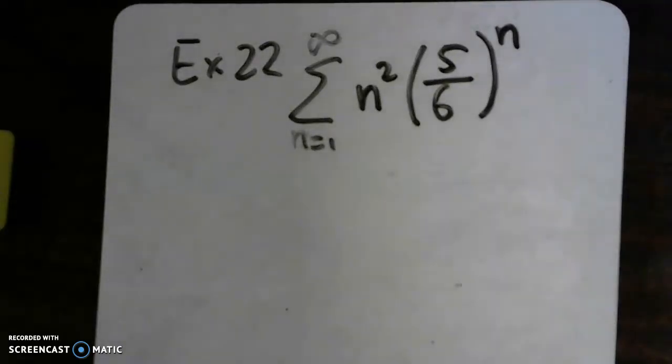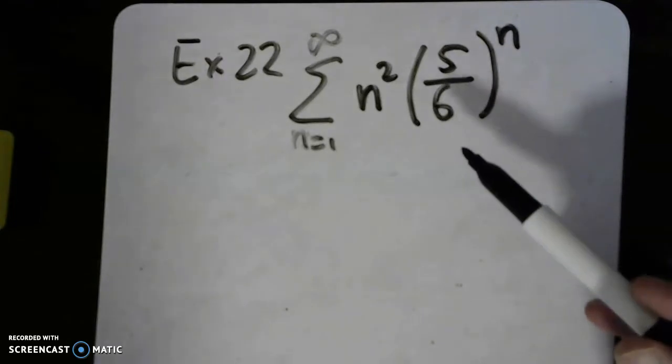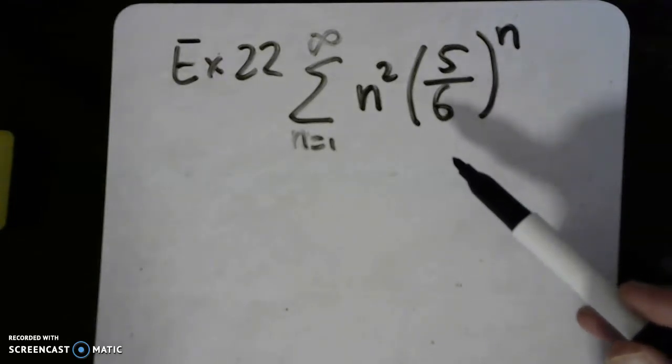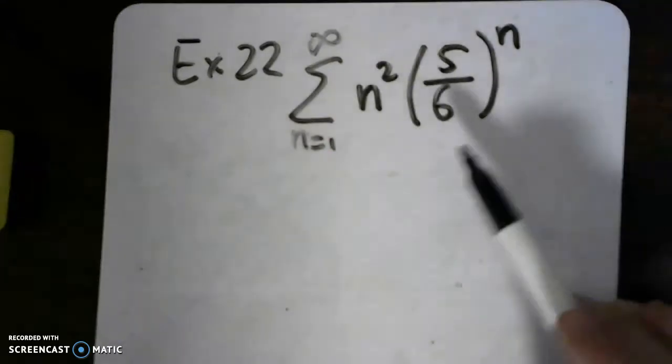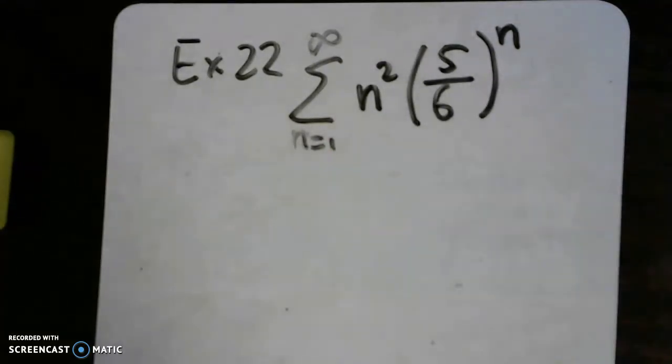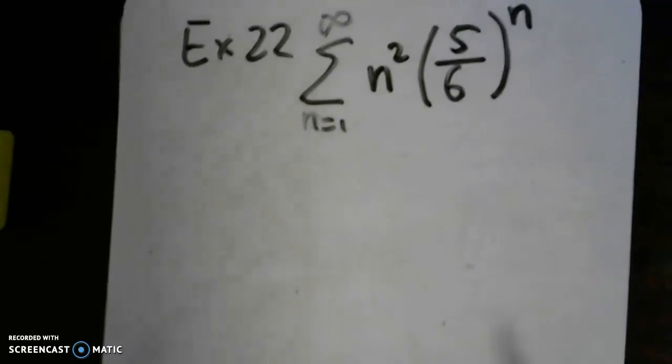Okay, this video will show you how to prove the convergence or divergence of a series like that. And this is in chapter 9.6 on the ratio test. So obviously the best method will be the ratio test, plus this has an exponent (5/6)^n, and ratio tests are very good with things like that.